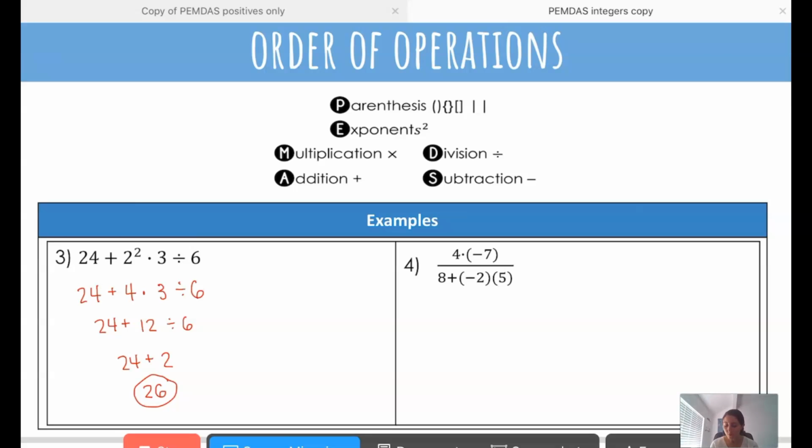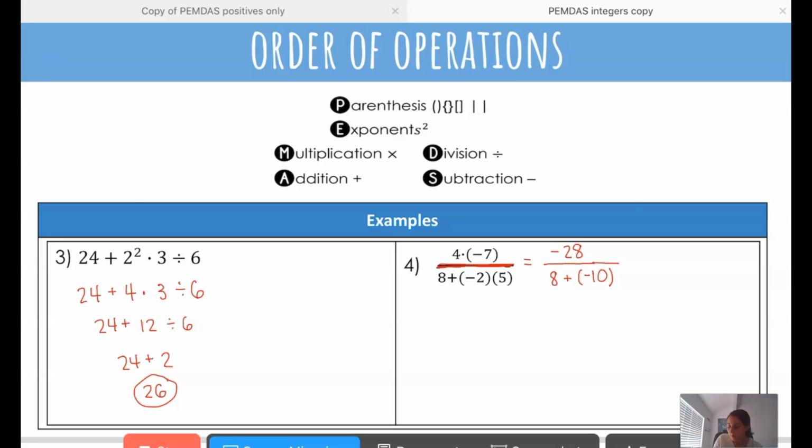Number 4 says 4 times -7 all over, or divided by, 8 plus -2 times 5. So remember, this fraction bar means to divide, and it also groups the top expression and the bottom expression. So we have to simplify them separately before we divide. So 4 times -7 is going to give us -28. And then on the bottom, we have 8 plus -2 times 5. So we need to multiply before we add. So -2 times +5 is -10.